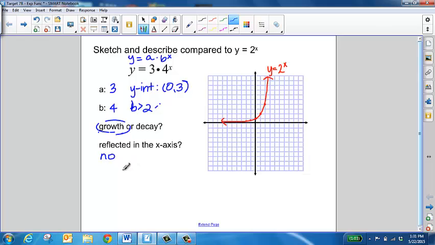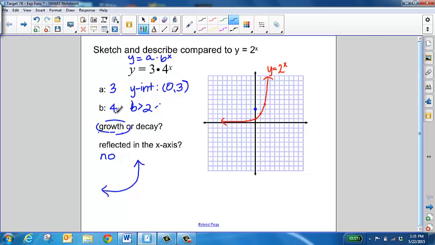So what this function is going to take the form of is it's going to look something like this. And then just to be a little bit more specific to our function y equals 3 times 4 to the x, you want to use that y-intercept. So since our y-intercept is located at (0, 3), we're going to plot that point.